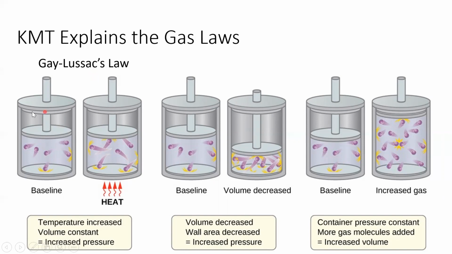So here we have a gas that's in a constant volume, and we increase the temperature. Well, that means the kinetic energy of the molecules is going up. The molecules are moving faster. And if the molecules are moving faster, they're going to collide into the sides of the container more often. The force per unit area is going to increase and the pressure is going to go up.